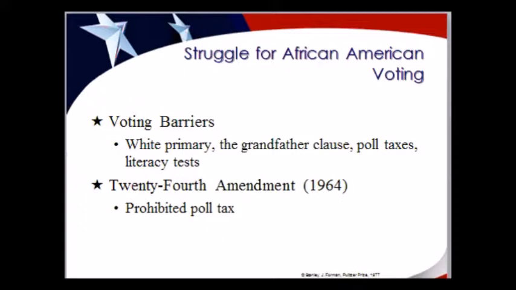We have the poll tax. Southern states required payment to be eligible to vote, which eliminated poor African Americans and whites from participating in elections. In the passing of the 1964 24th Amendment, this was prohibited. Yes, 1964, this was prohibited.